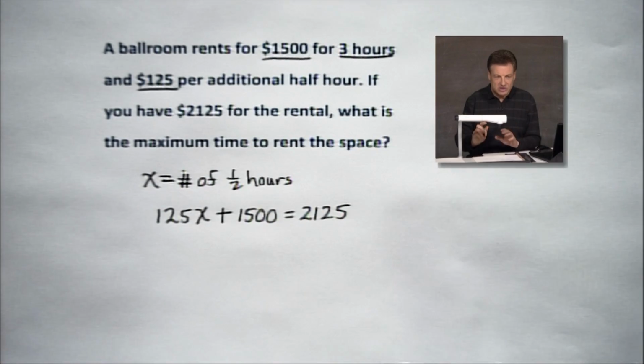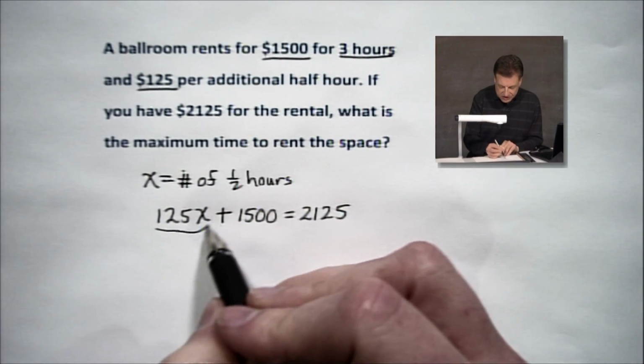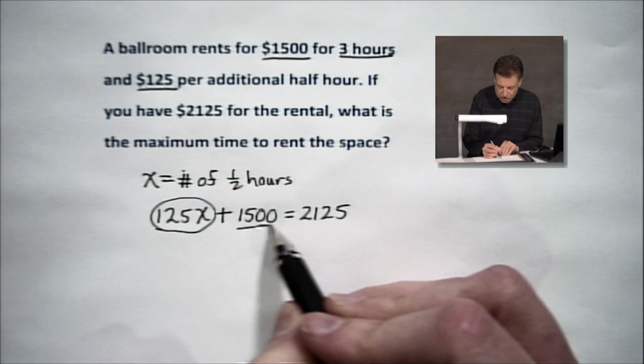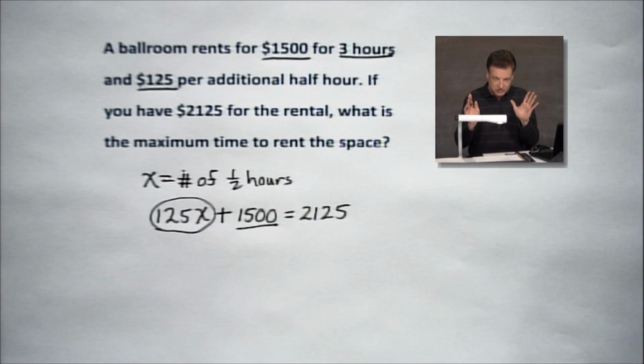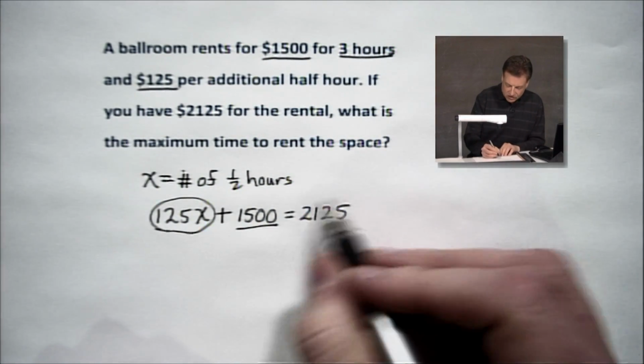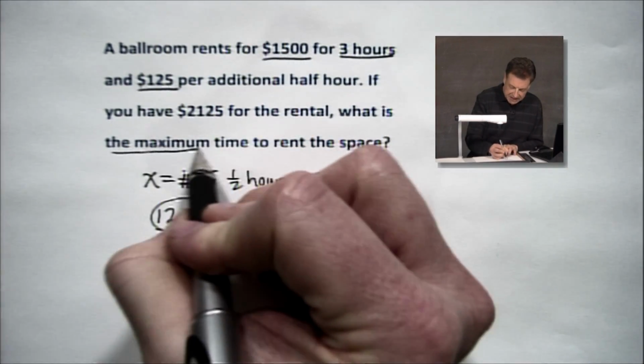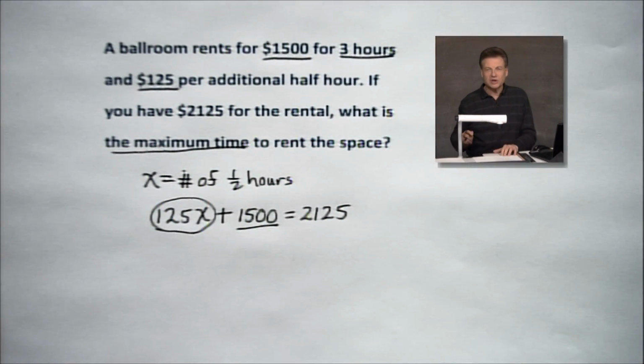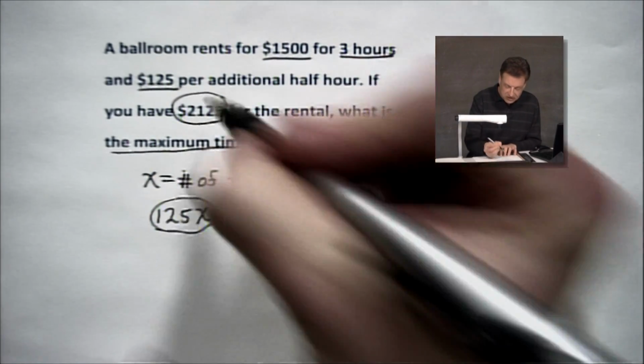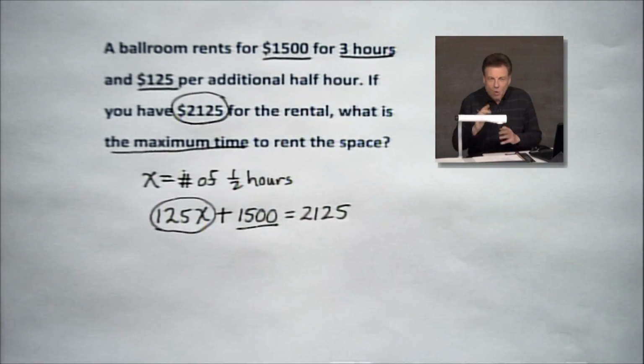Now let's go back and understand what this is. This is that additional time. This is what you're going to pay flat rate no matter what. Those 3 hours are done. And your total you have to spend is $2,125. So what we're going to do is figure out how many half hours, and then we can figure out the maximum time it all boils down to. What are you going to be able to rent that space? How much time for the amount of money you have, which is $2,125.